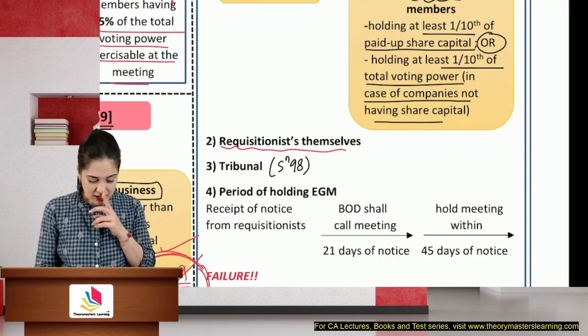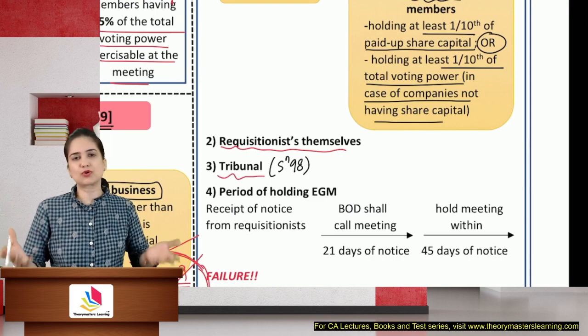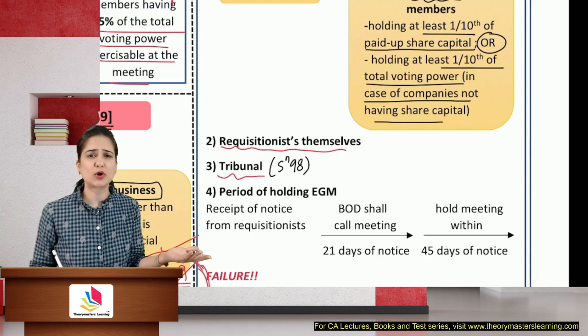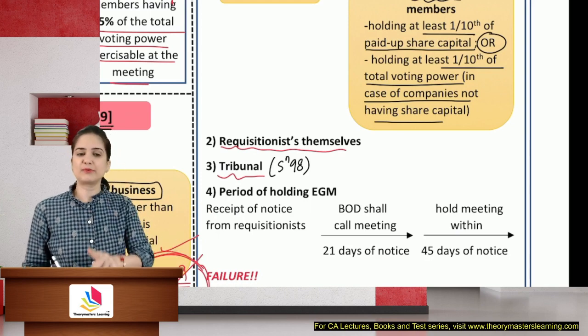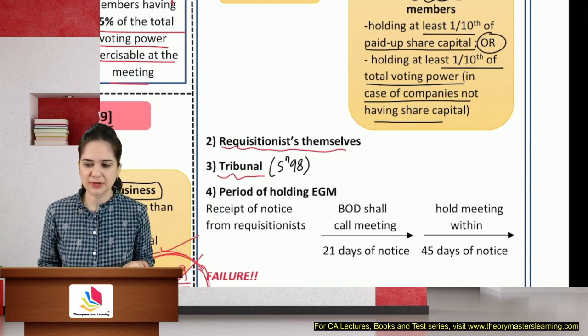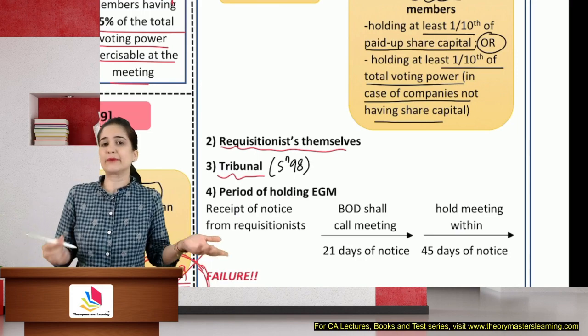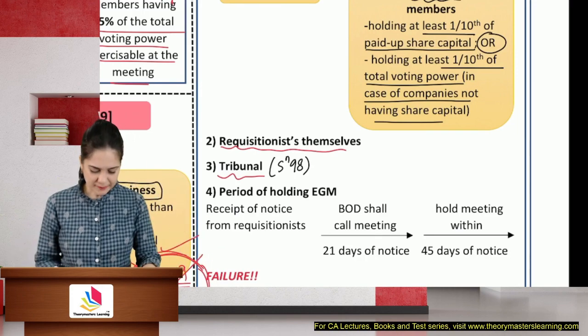It's a good point. The tribunal, either on its own or on request of members, sees that the company is not calling the meeting and we can't call it. So the tribunal will ask the company to call an extraordinary meeting, and in case the order is received by the tribunal, the company will have to call the meeting.